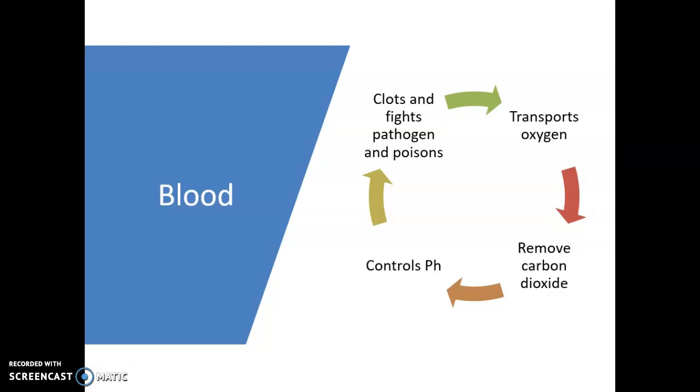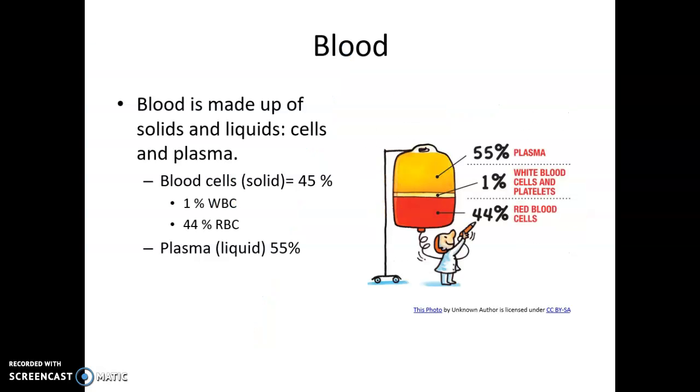Blood transports oxygen, removes carbon dioxide, controls our pH, which is the acid and alkalinity of our body, and clots and fights pathogens and poisons. So blood itself is made up of solids and liquids, cells and plasma. Blood cells are 45%, so down on the bottom where the red and the little skinny line are, those are your red blood cells and your white blood cells. 44% is red blood cells, and then there's a thin layer there. 1% is your white blood cells. That's what's considered the solid part of your blood, and the liquid is the plasma, which is the top there.